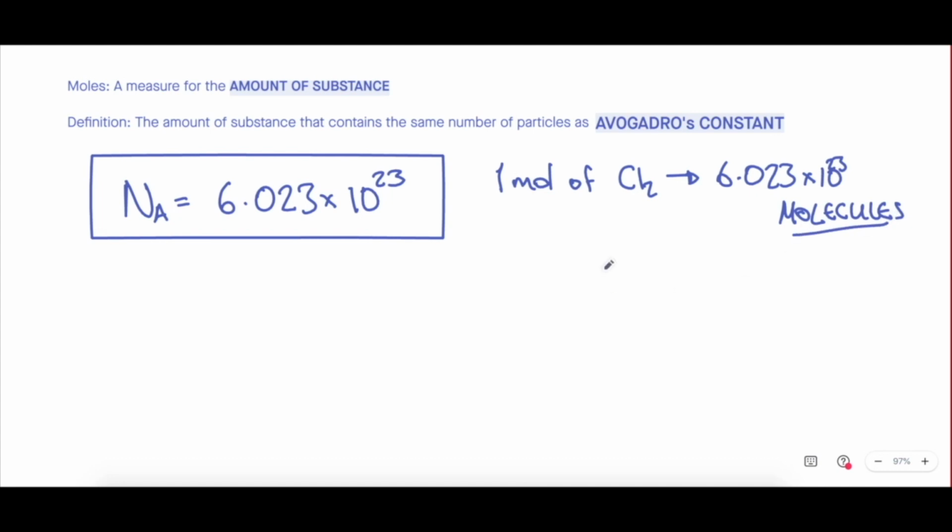molecules. If you want to work out the number of atoms, then you need to times that by 2, because each chlorine molecule has 2 atoms in it. So to work out the number of atoms, you do 6.023 times 10 to the 23 times that by 2. And that should give you the number of atoms there are. And that's 1.2 times 10 to the 24 roughly.